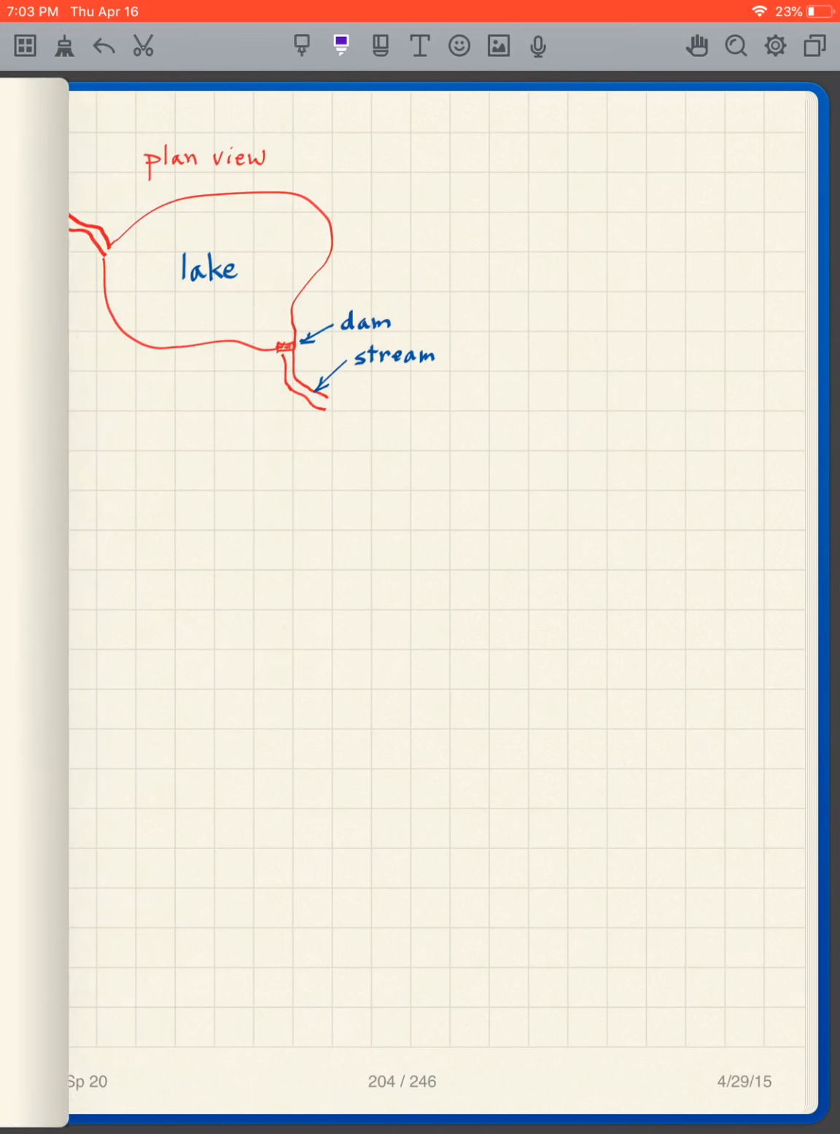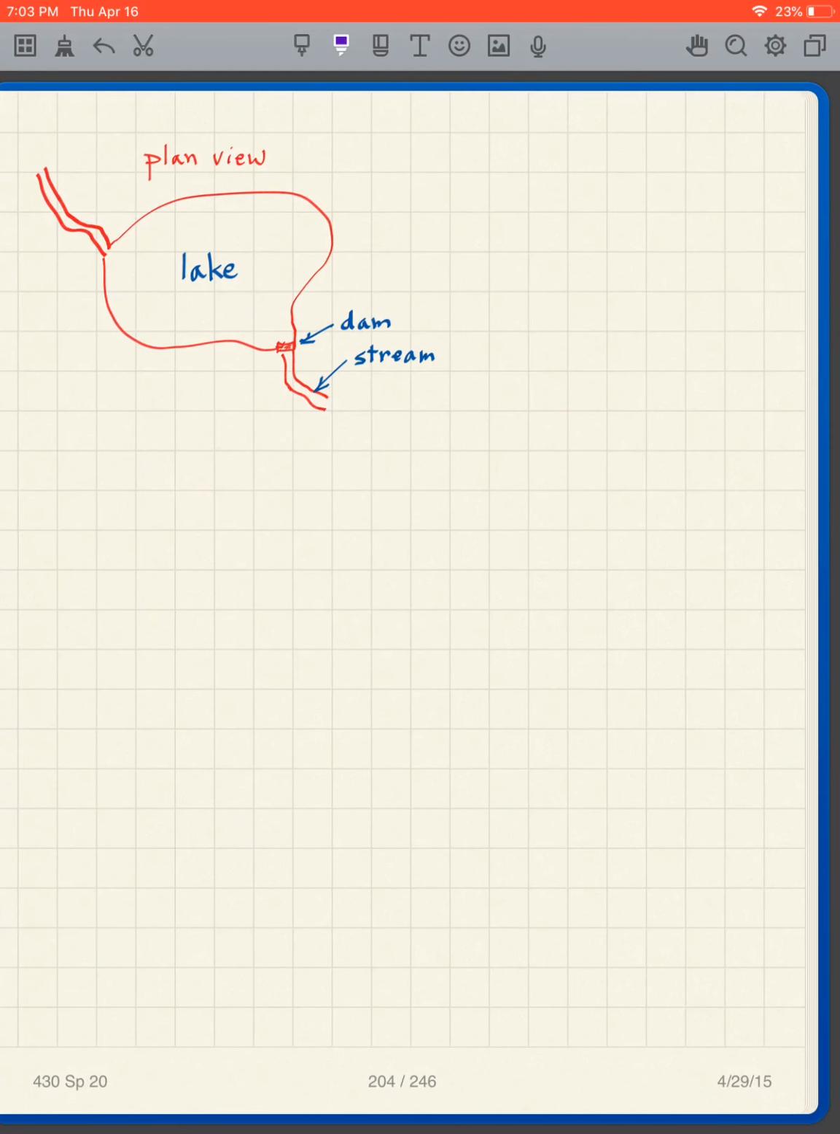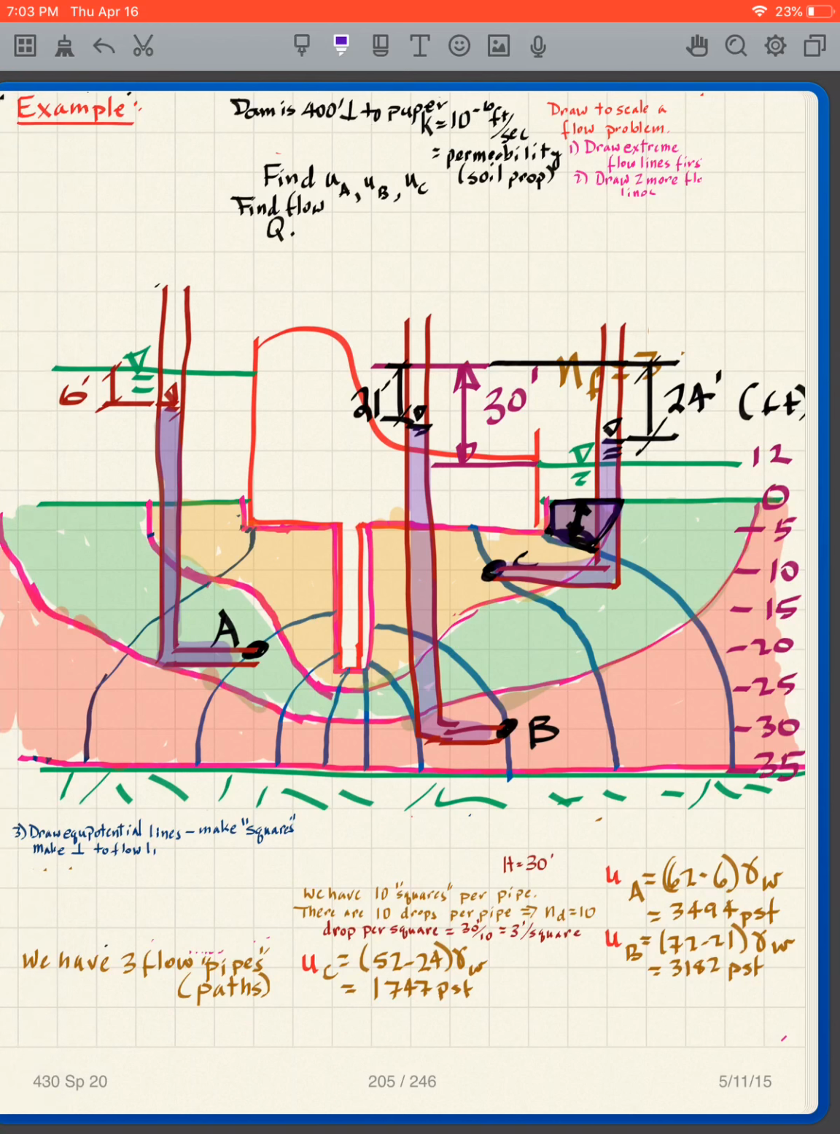Again, this is the same. Okay, I'm just going to skip that. All right, now this gets a little bit clumsy with a lot of details, but let's look at this flow net and we're going to solve some problems here. So what we're saying here is this dam is 400 feet perpendicular to the paper, and the permeability of the soil is 10 to the minus 6th feet per second.